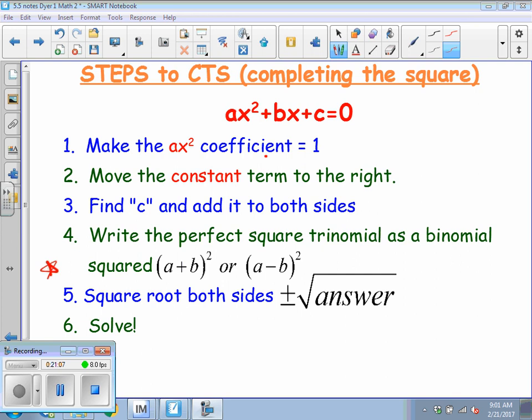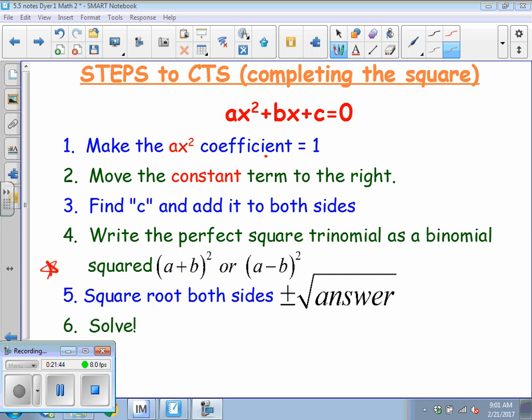Step 1, make the ax squared coefficient equal to 1. In other words, if this was 5x squared, you'd either have to factor out a 5 or divide everything by 5. Because before you can have your perfect square trinomial, there cannot be anything in front of your x squared term. So that's why that first step is there. Step number 2, take your constant term and move it to the right. That's your trash C, the C that doesn't work. You're going to move it to the other side. Get it out of the way. It's not perfect. It's imperfect.